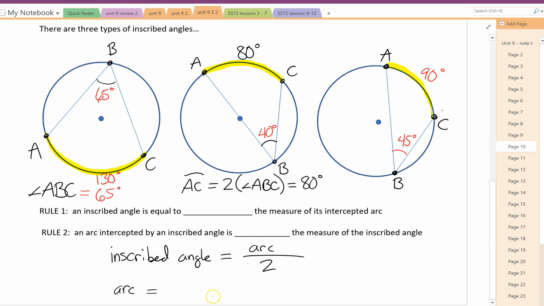If, on the other hand, I want to know what the arc is, I just take the inscribed angle and multiply it by 2. So right here on this middle circle, I knew the inscribed angle was 40. To find the arc that it intercepts, I just multiply this 40 by 2 and get 80. So to fill in the blanks here for you, an inscribed angle is equal to half the measure of its intercepted arc, and an arc intercepted by an inscribed angle is 2 times the measure of the inscribed angle.